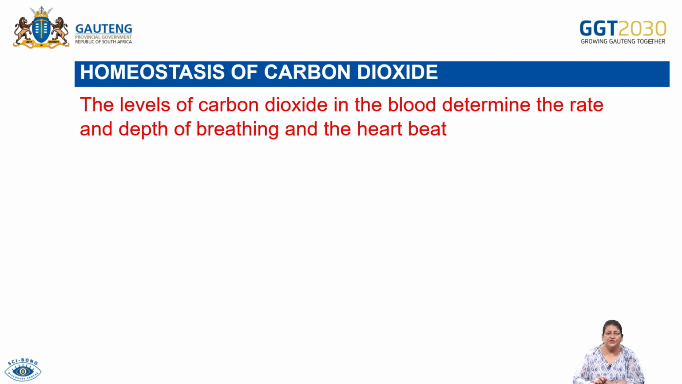Now we're going to look at the homeostasis of carbon dioxide, all right? So let's look at the levels of carbon dioxide in the blood. The levels of carbon dioxide in the blood, that's released from respiration, determines the rate and depth of breathing and the heartbeat. Okay, so what controls our heartbeat and breathing rate is the levels of CO2 or carbon dioxide in the blood. Where does the carbon dioxide come from? It comes from the breakdown of glucose. Right, so the levels of CO2 in the blood controls your heartbeat and your breathing rate.